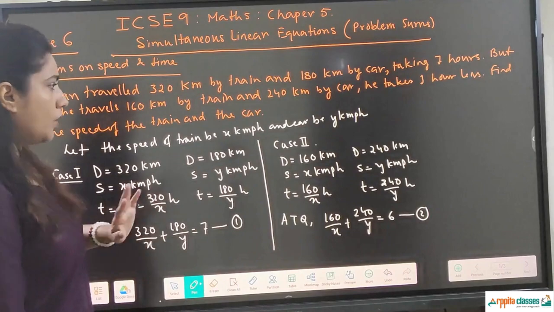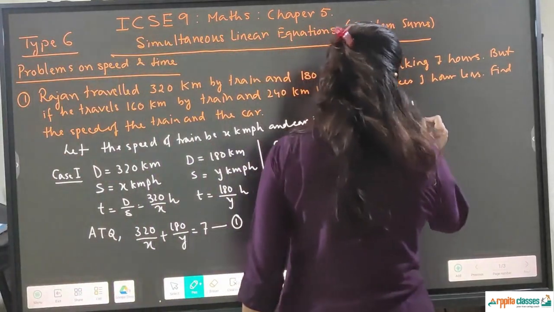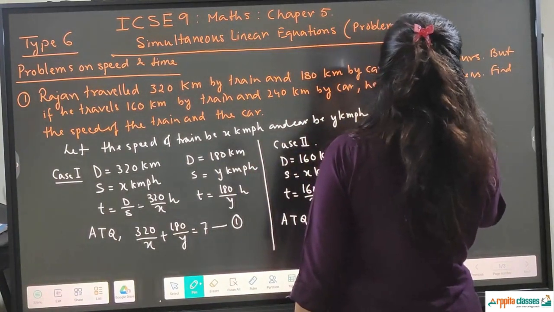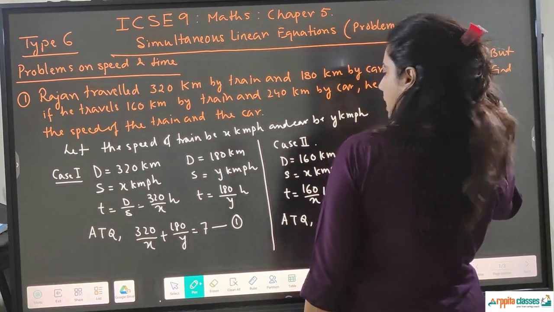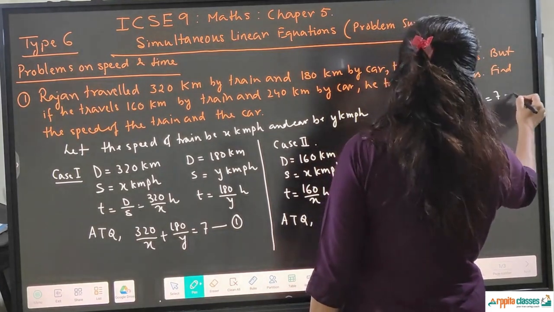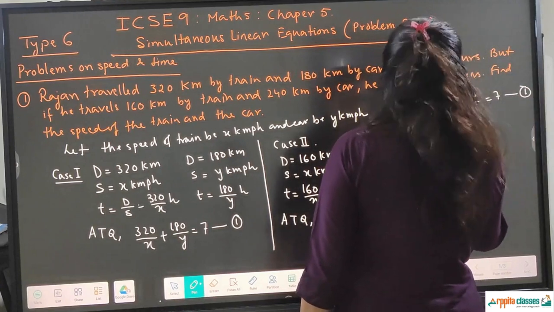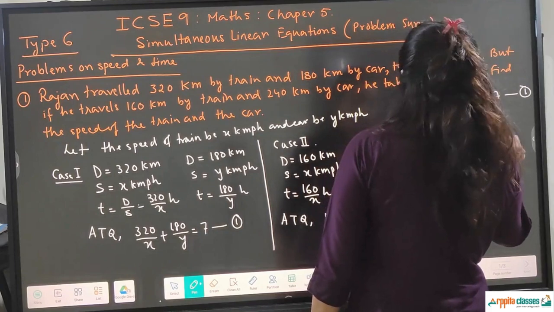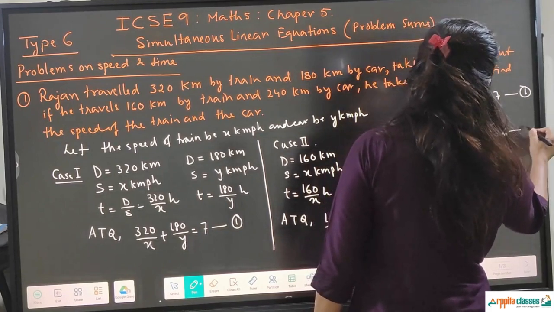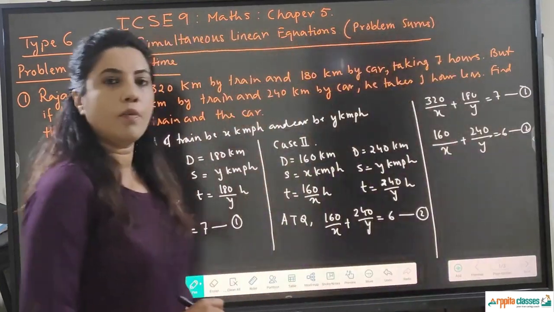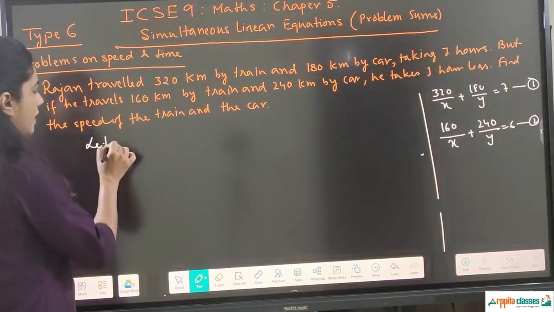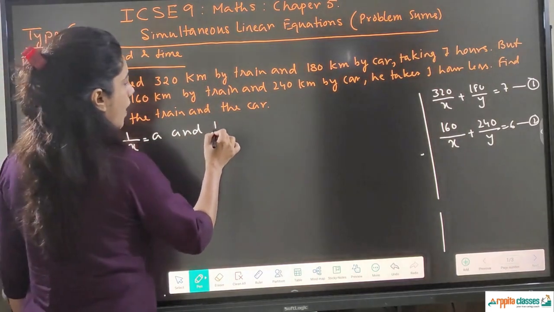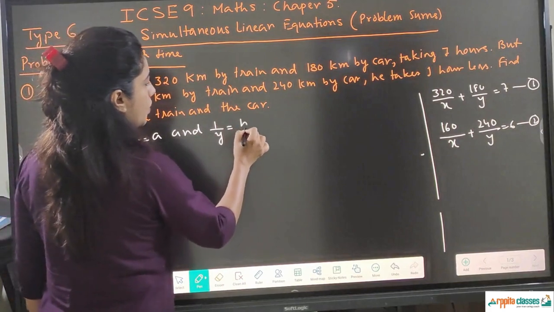So we got two equations. Both the equations I am writing here. The first equation is 320 upon x plus 180 upon y is 7. This is my first equation. And the second one is 160 upon x plus 240 upon y is equal to 6. This is my second equation. Now we have to solve these two. Let 1 upon x be equal to a and 1 upon y be equal to b.